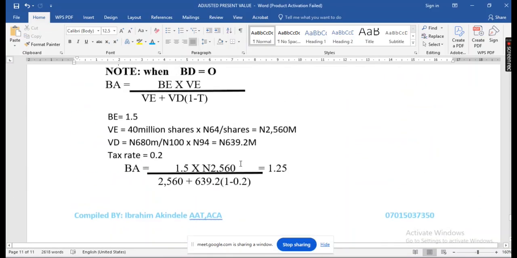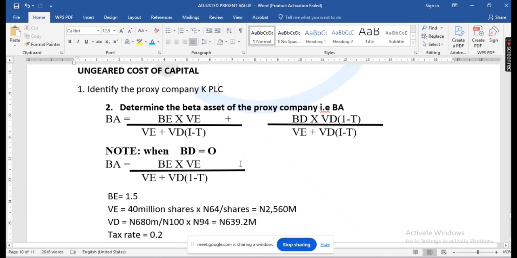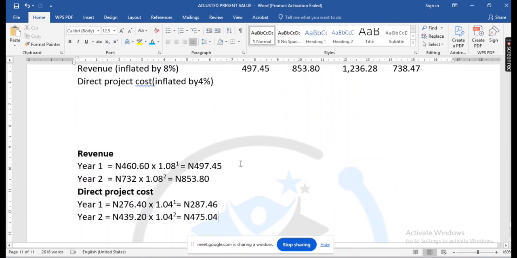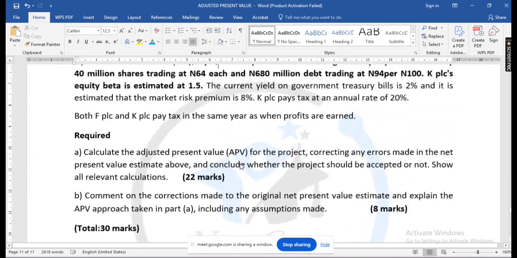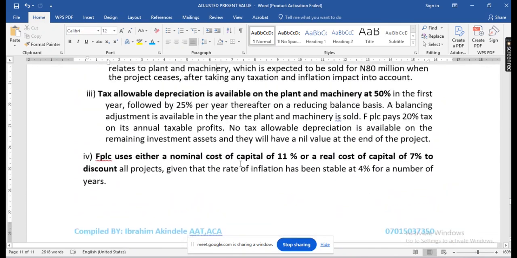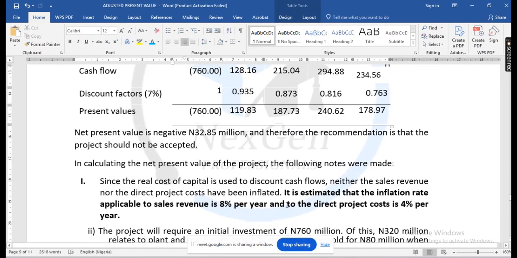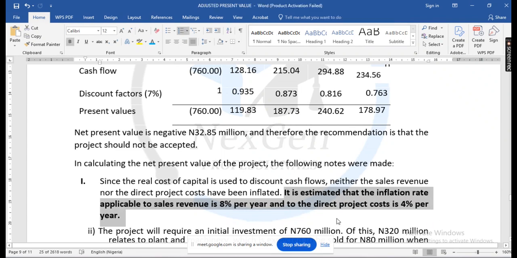So that as they are giving us the figure, you can check it, you can confirm. It's there in the question. Let me quickly go back. Okay, can you see it? I highlighted it at the beginning. It is estimated that the inflation rate applicable to sales revenue is 6%, while the direct project cost is 4% per year. Can you see it?